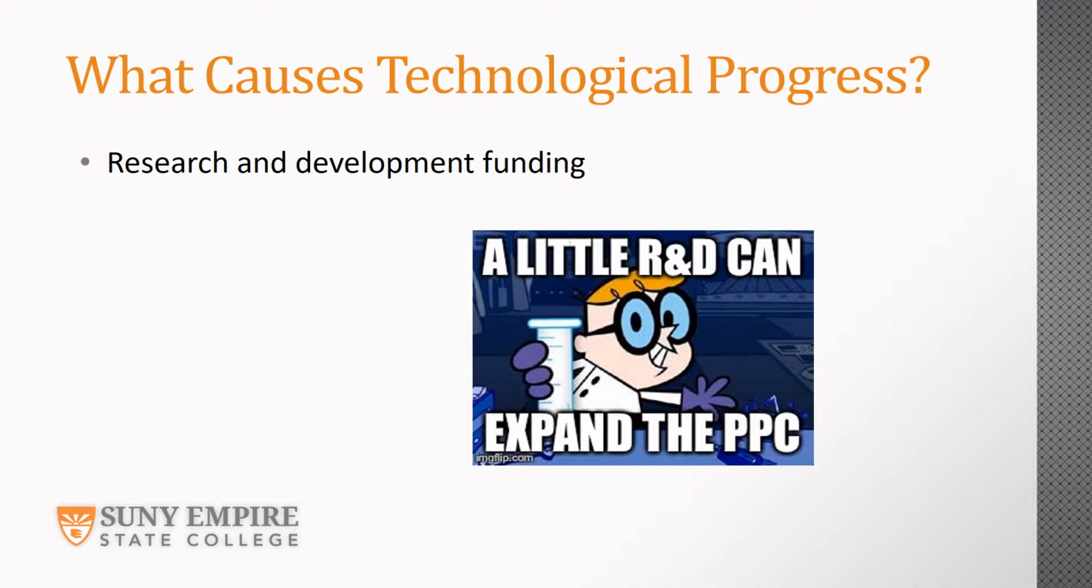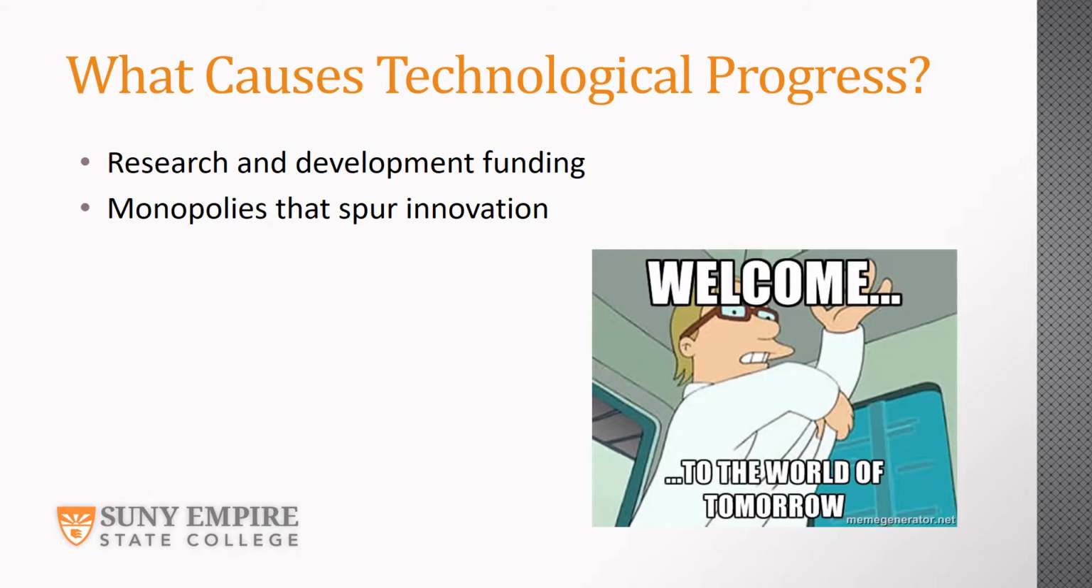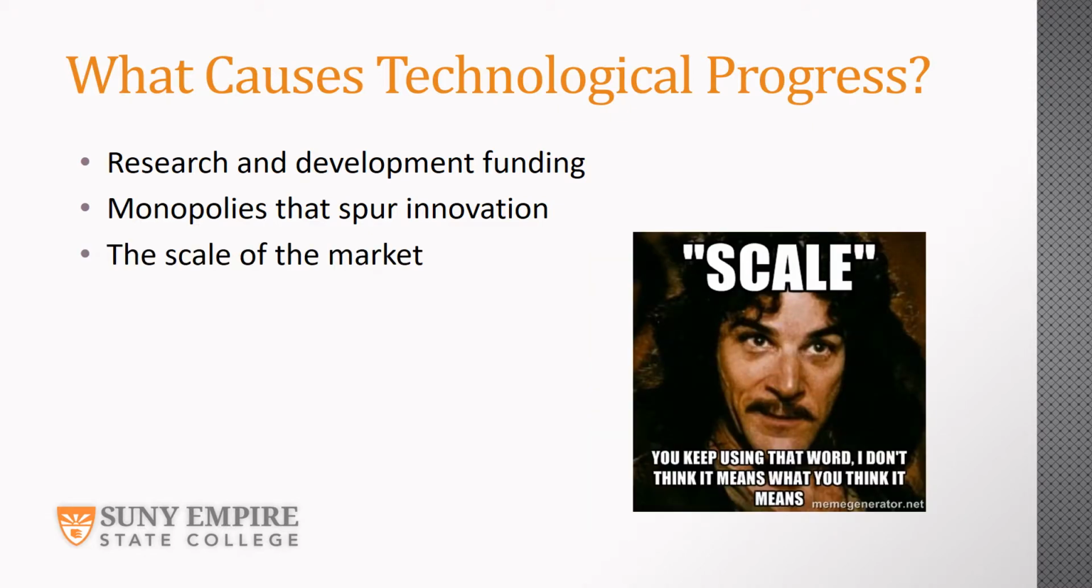Where does this technological progress come from? One possibility is through research and development. Companies, or the nation as a whole, may provide funding for new technologies. Similarly, monopolies spur technological progress. Companies are more willing to take risks if they can profit off them. Monopolies allow companies to try new concepts and technologies, since they are guaranteed to reap any rewards the new tech provides. Another possible cause of technological progress is the scale of a market.